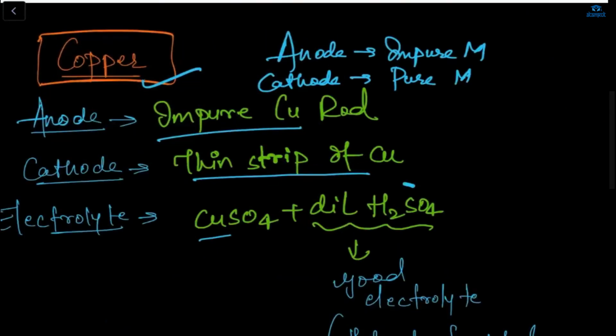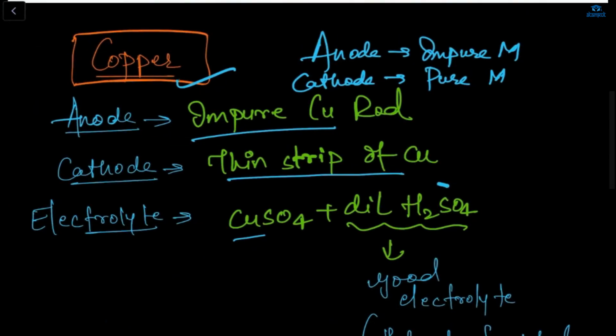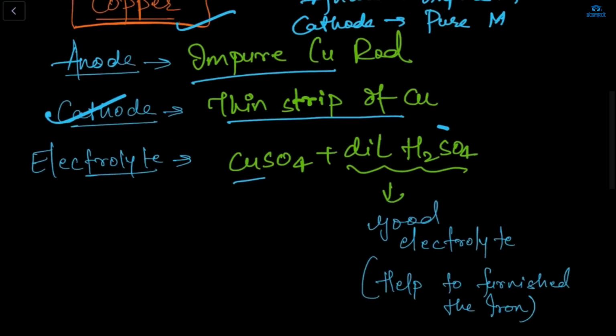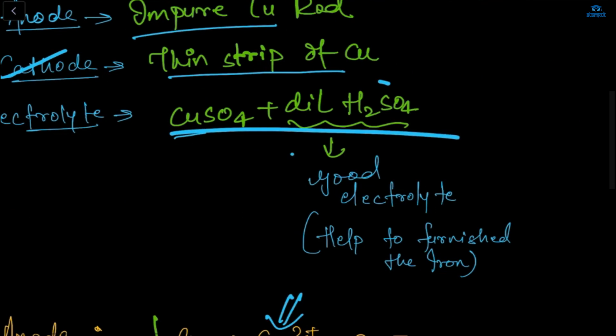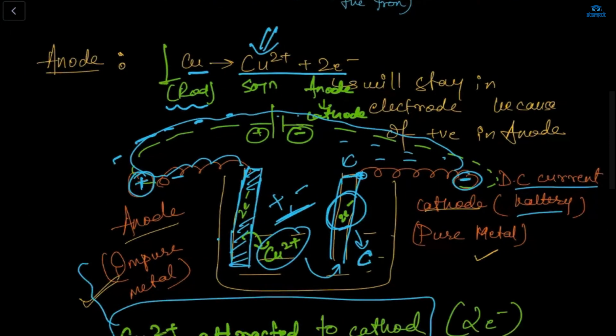So here we took the example of an impure copper anode, with a cathode having a thin strip of copper. For the electrolyte, I'm taking H2SO4, because it's a good electrolyte and it helps to furnish the ions. Here this is your anode and here this is your cathode. Anode is positive, cathode is negative, and the anode is the impure metal. So here the reaction will give Cu2+, which will get mixed with the solution, and 2 electrons.